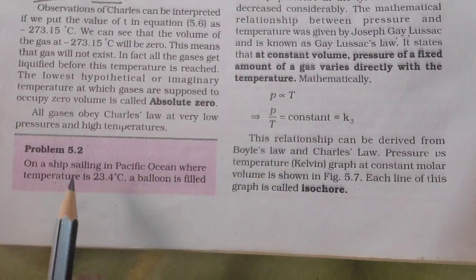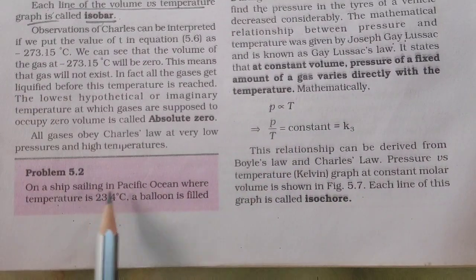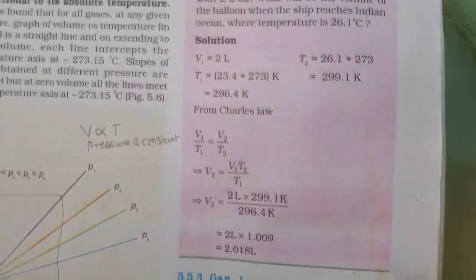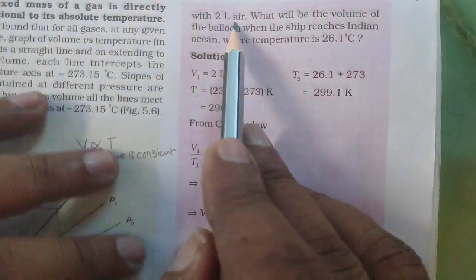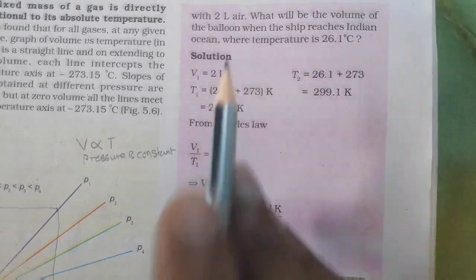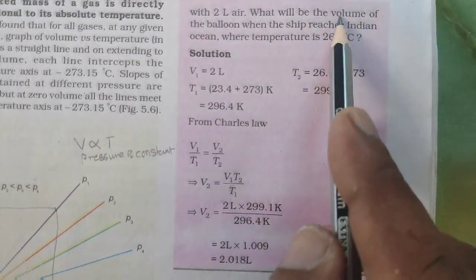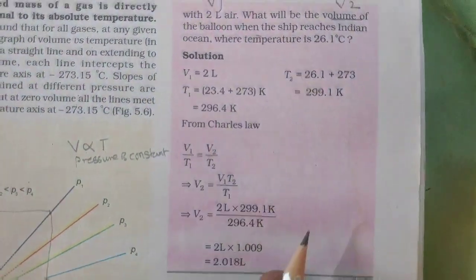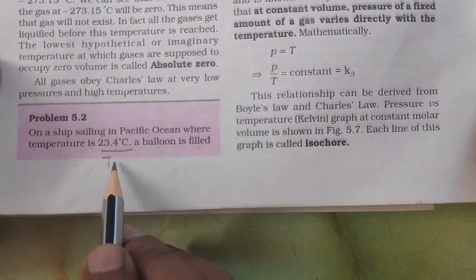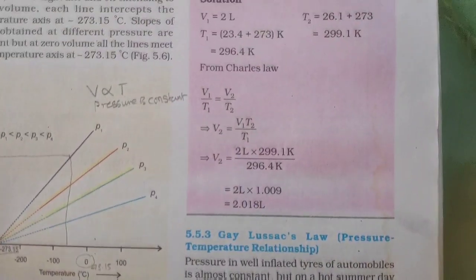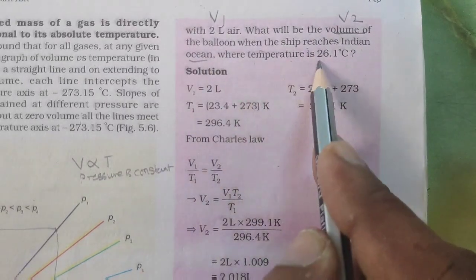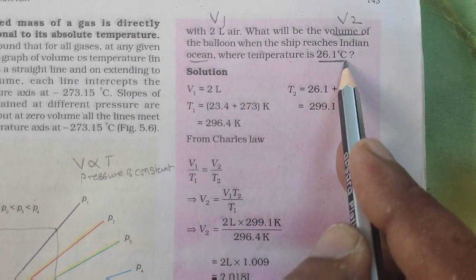See, this numerical is problem 5.2. On a ship sailing in the Pacific Ocean, where the temperature is this much, a balloon is filled with 2 liter air. So what was given? The temperature and 2 liter air. What will be the volume, meaning V2 you have to find? This is volume V1, and this is your temperature T1. V2 you have to find when the ship reaches the Indian Ocean, where the temperature is 26.1 degrees Celsius.